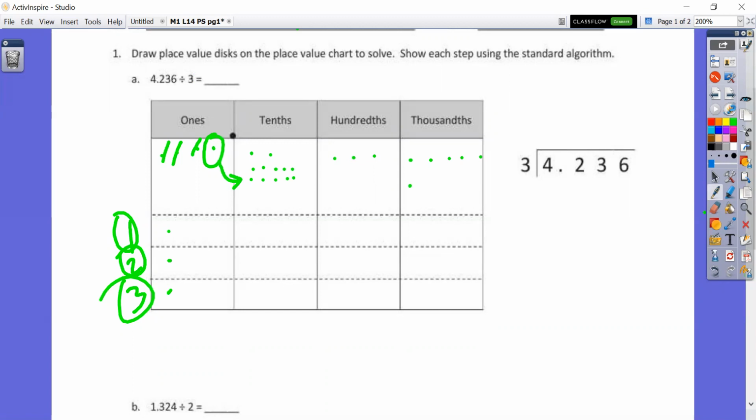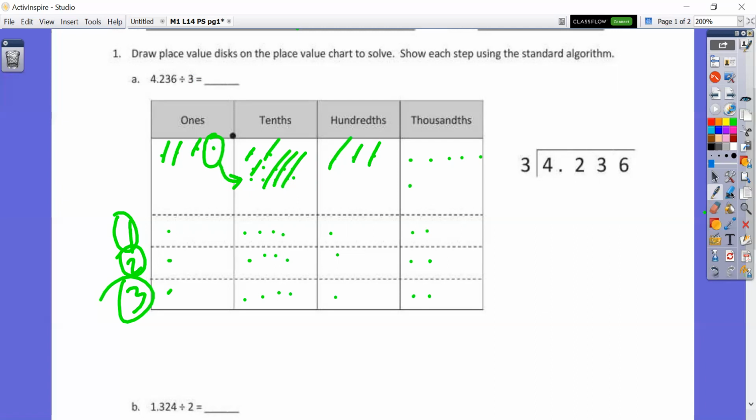10 tenths plus 2 tenths is 12 tenths, which is a multiple of 3. So I should not have any remainders. So that was 6, 7, 8, 9, 10, 11, 12. Perfectly all used on that one. Hundredths, there's 3 of them. There's 3 groups, so I know that each group is going to get 1. And now I've got thousandths, which is 6, which is a multiple of 3. I know there's 2 3s in 6, or 3 groups of 2.